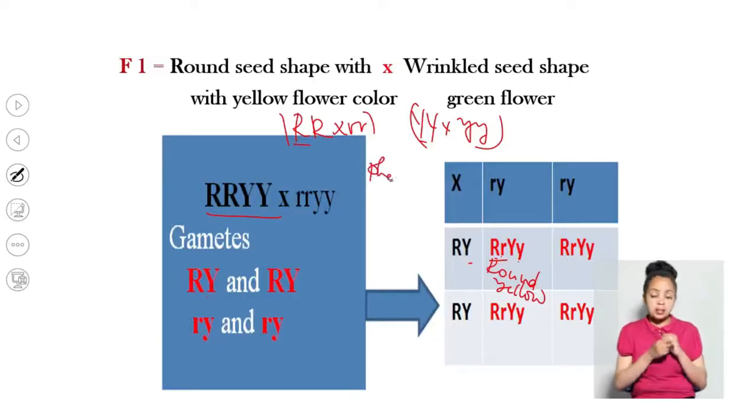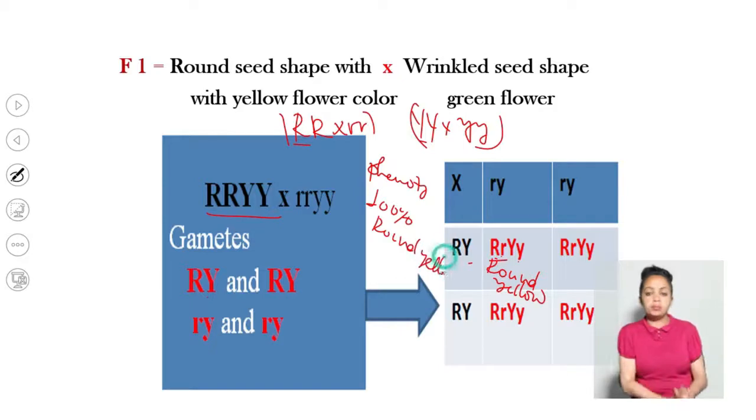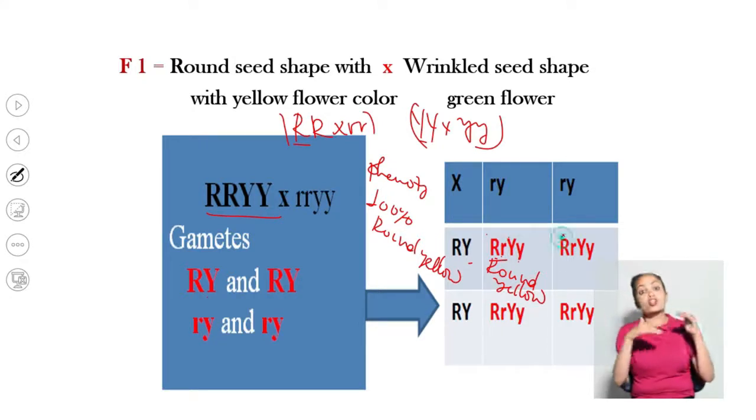Phenotype of this cross: 100%, all round yellow. Remind students, there is another character that is not observed here because of the dominant one.